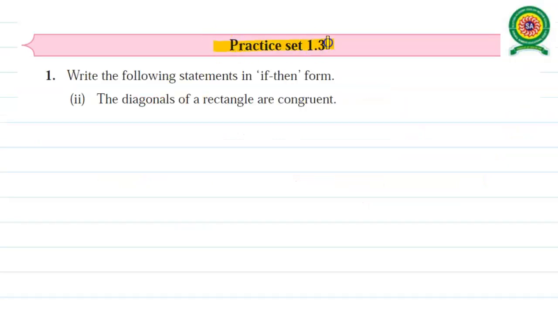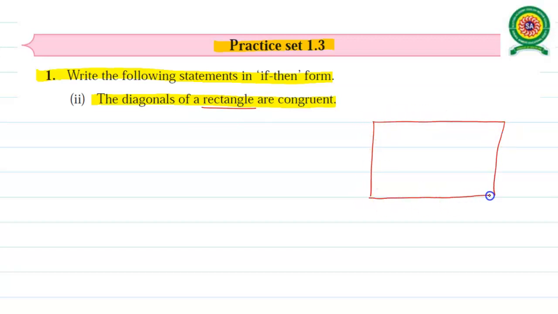Look at the next sub-question from question number 1. Write the following statement in if-then form. The diagonals of a rectangle are congruent. First of all, look at the figure. We have a rectangle. So which properties does a rectangle have? The first property is that the pair of opposite sides are equal and parallel, so put the symbol of equality over them. Next, its diagonals are congruent.